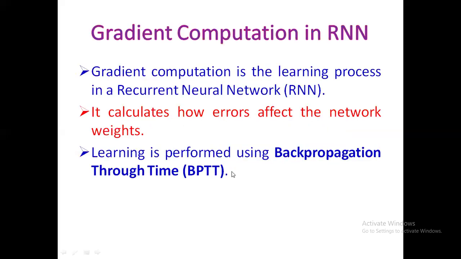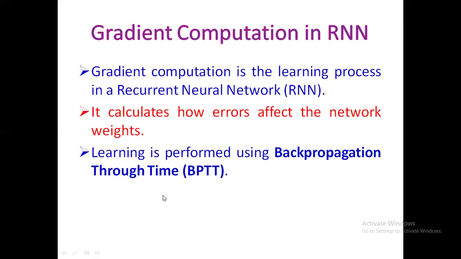Let us see one by one. First, gradient computation in RNN. The gradient computation is the learning mechanism, that is, the learning process in a recurrent neural network. This mechanism allows it to improve prediction over time, and it evaluates how errors occur during the training and determines how much each network weight contributes to the total error.